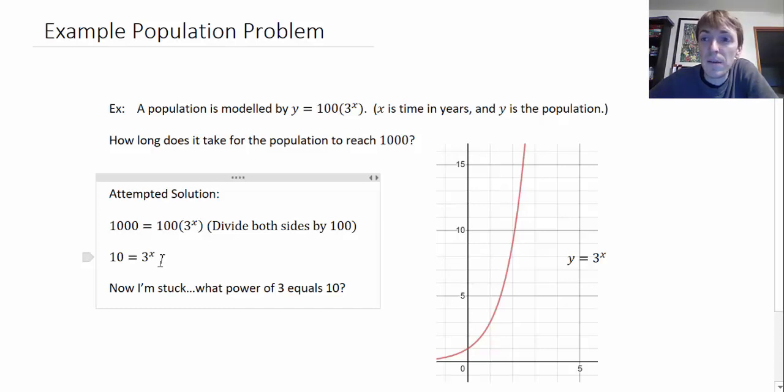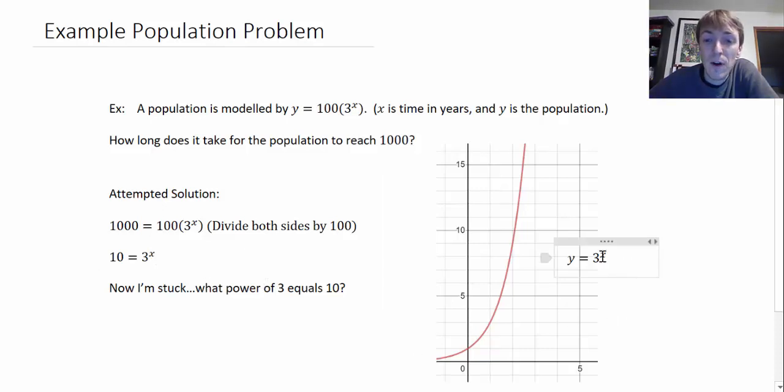But now I'm kind of stuck because I need to know what power of 3 equals 10, and that's not one that I can just do by hand, right? So I need help. I kind of know by just taking powers of 3 that if I plug in x equals 2, I get 9, because 3 squared equals 9. And if I plug in x equals 3, I get 3 times 3 times 3, that's 27. So 10 is somewhere between 9 and 27. The best that I can do right now is say that it's somewhere between 2 and 3. But I'd like to be able to do better than that, or at least use my calculator to do better than that, right?